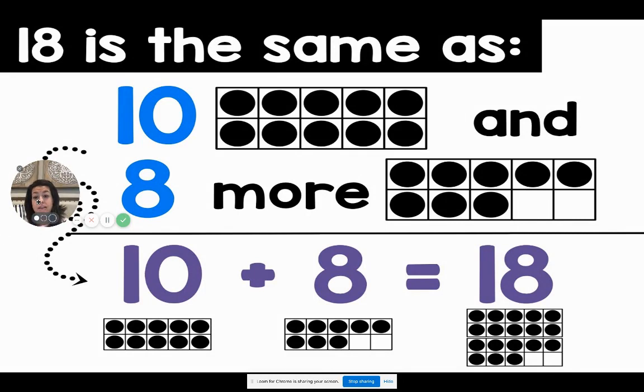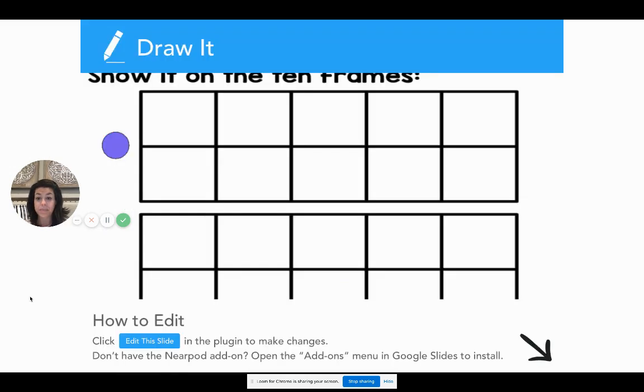Another way to say that is 18 is the same as 10 and 8 more. So 10 plus 8 equals 18. In your Nearpod, show me using the 10 frames what the number 18 looks like.